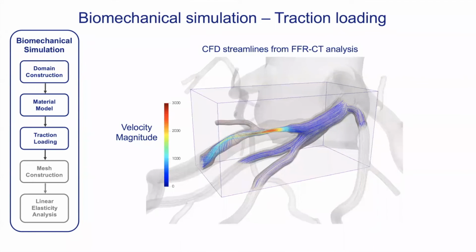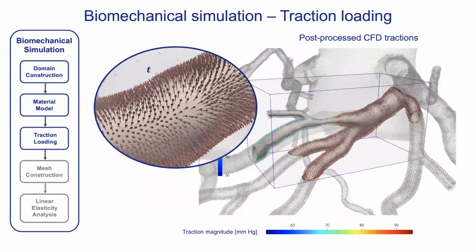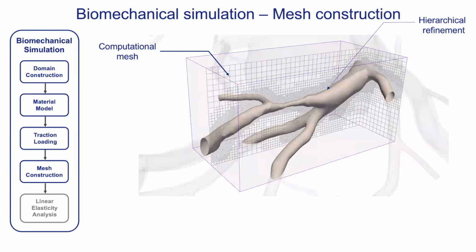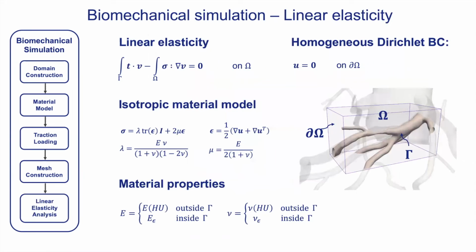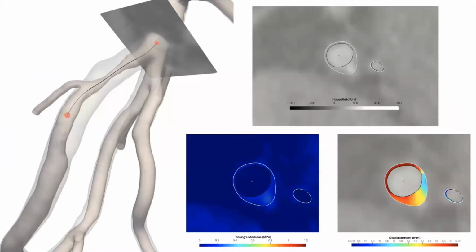So again, we have the flow, and from the flow, we can calculate the forces on the lumen, the traction vectors on the lumen, and then we apply those to our solid mechanics analysis. And we use hierarchical refinement in 3D to mesh around the region of interest. And the technology there we use is truncated hierarchical B-splines. It's just a linear elastic model.